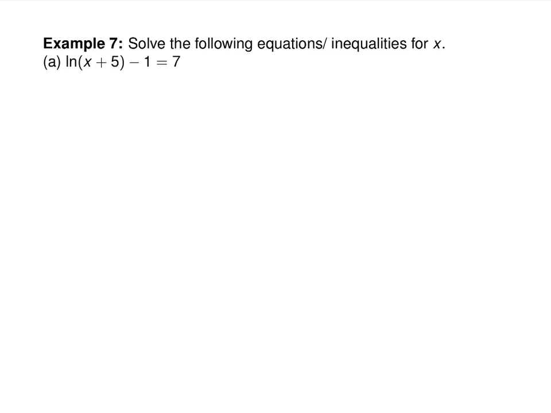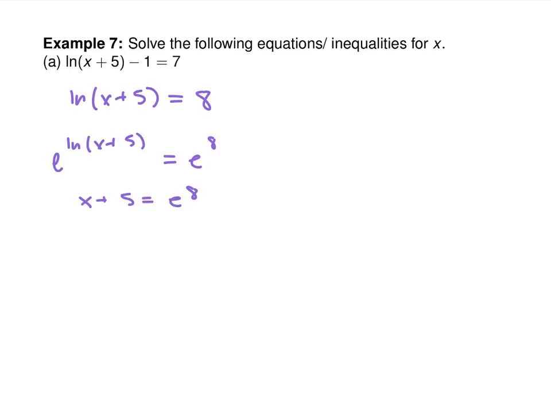So if you're solving this, what's the first thing you do? Add 1, right? So you have ln of x plus 5 equals 8. You've got to think, what is the opposite of ln? e. And what you've got to do is exponentiate both sides, which means that both the left side and the right side go into a power. That's because then e and ln will cancel because they're inverses. So x plus 5 is e to the 8th, whatever weird number that is. And so x equals e to the 8th minus 5.